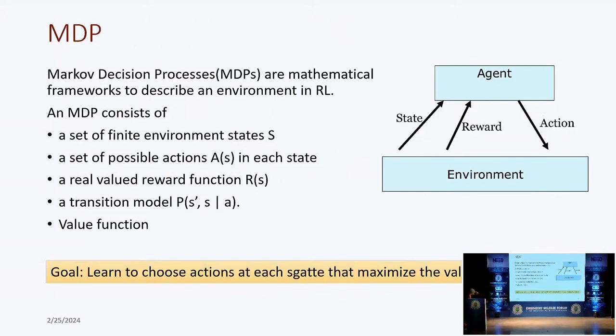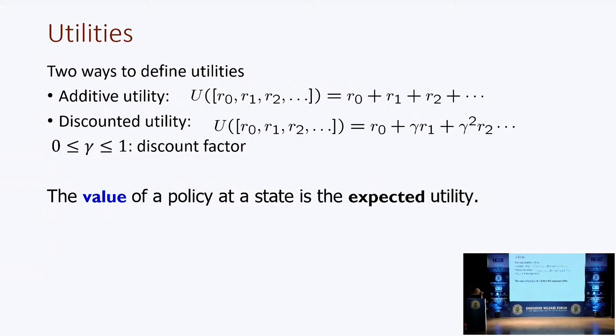So for this, the underlying model is taken to be a Markov decision process, which has states, actions, rewards, transitions, and a value function. There are different ways to construct the value function. One of the most popular types of value function is the discounted sum.